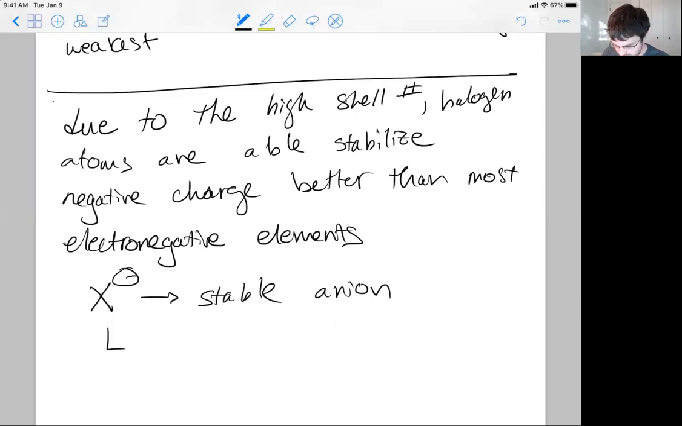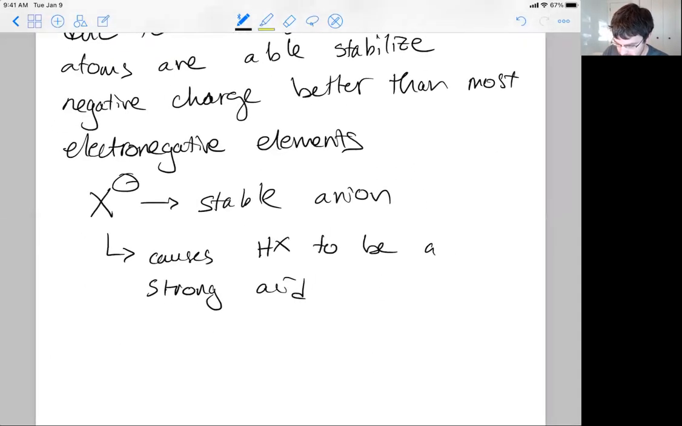And what this does is cause things like HX to be a strong acid. If you think about the strong acids, we have HCl, HBr, HI: hydrochloric, hydrobromic, hydroiodic. These are all strong acids.